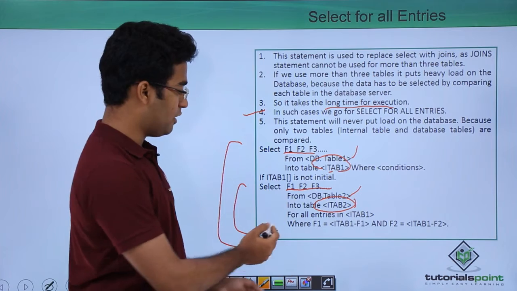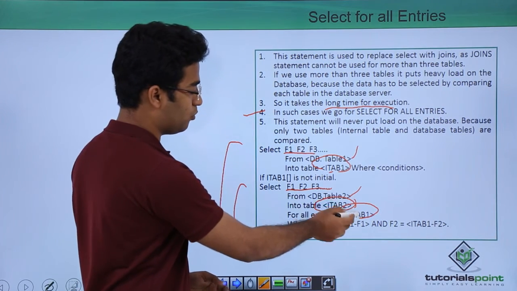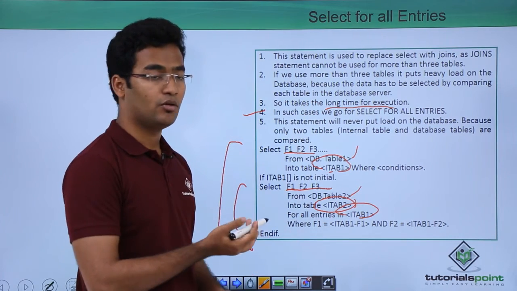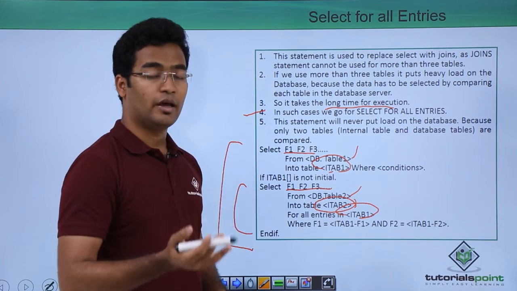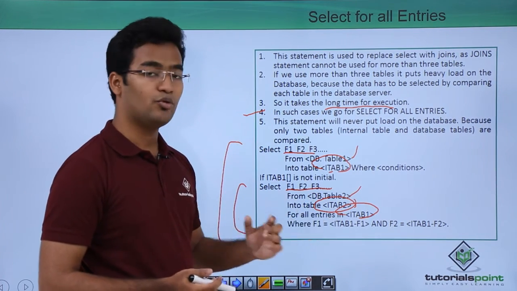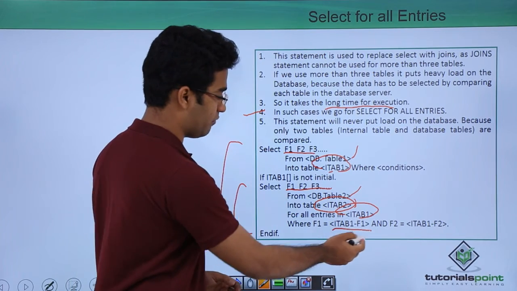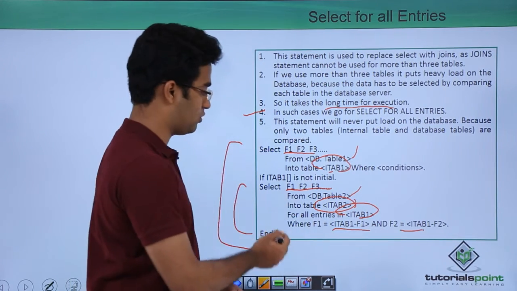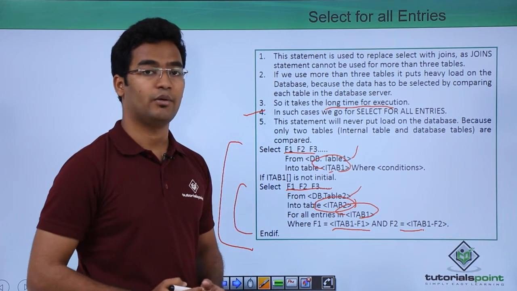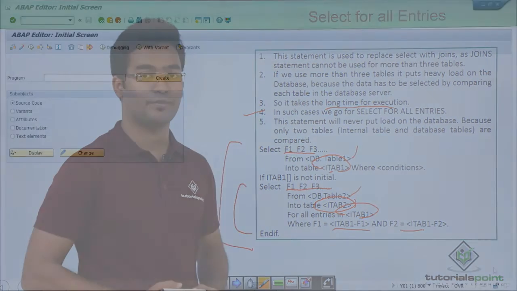Then we have applied our select for all entries into the internal table 1. So both these internal table 1 and internal table 2 are now being compared. So there is no question of an external table, that is, a third table is not here. So here every time two tables are being compared, and we have provided our condition, that is f1 equals to this and f2 equals to this, and based on this condition we are populating our data into internal table 2. So now we will see all these steps practically.